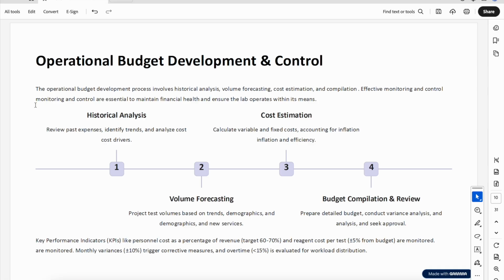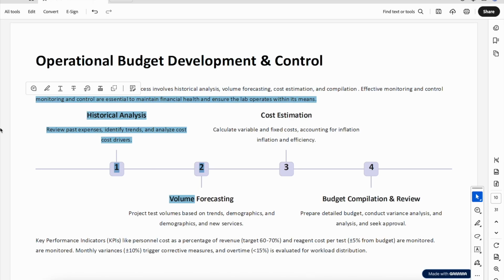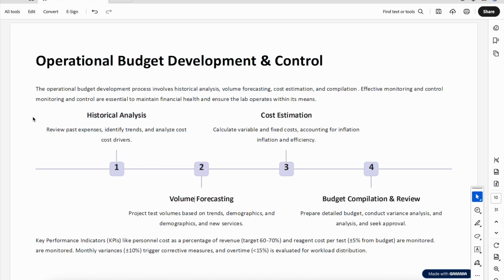The 4-step development process. Step 1. Historical analysis. Begin by reviewing past expenses to identify trends and analyze cost drivers. Look for patterns. Do certain months have higher reagent costs? Are there seasonal variations in test volume? This historical data becomes the foundation for your projections.